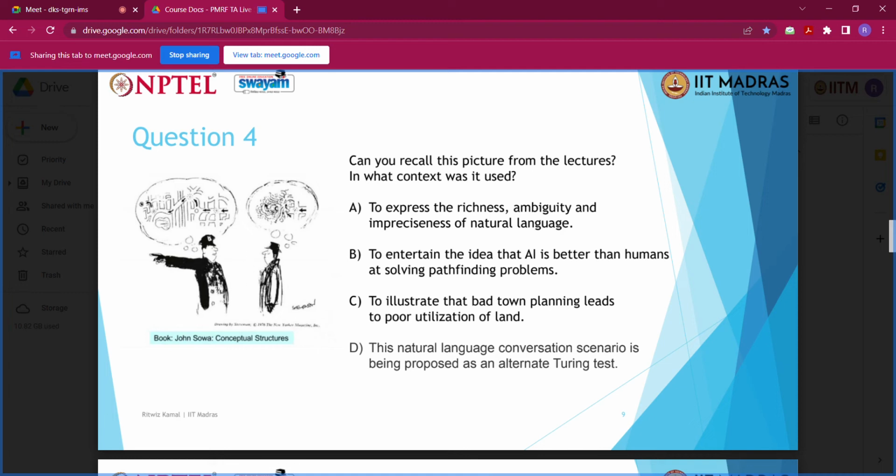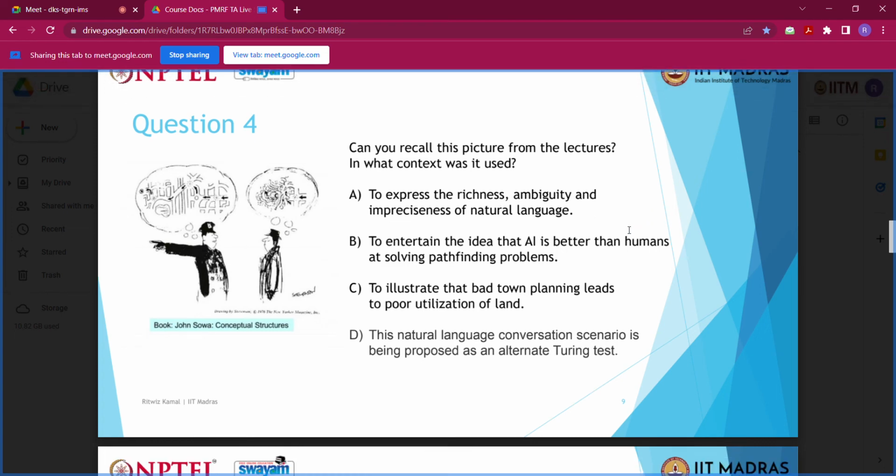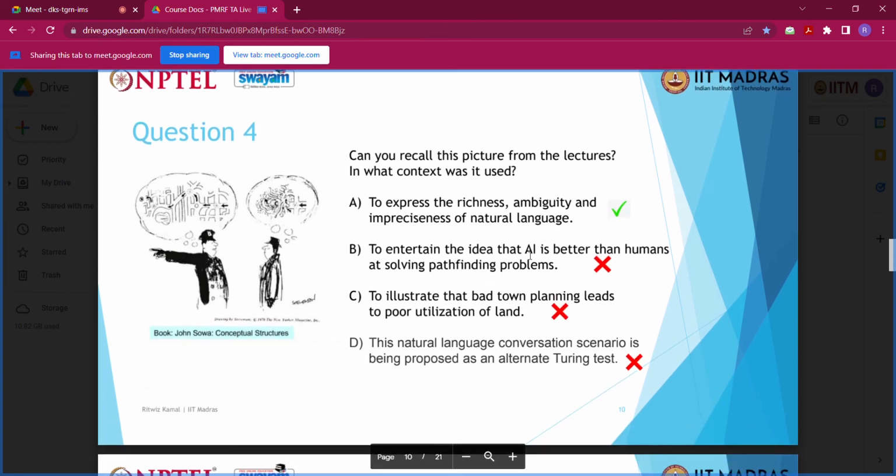Because of this ambiguity, what the policeman conveys to the person might not be the same that he intended it to be, right? So which of the following options is correct? A, right? Let's look at the answer. A is the correct answer. Okay, let's move on to the next question.